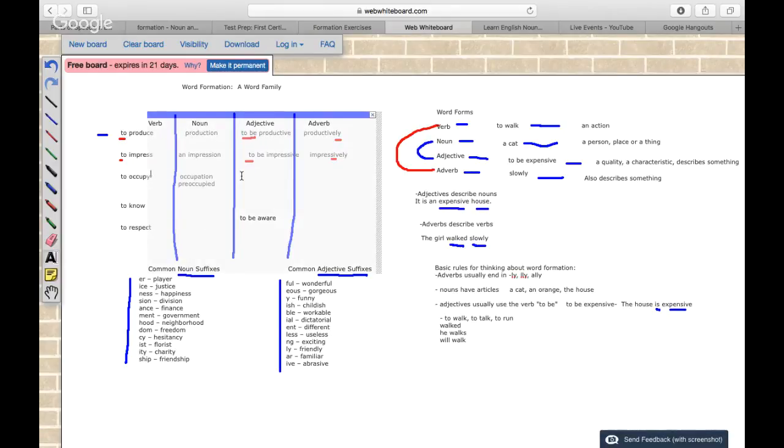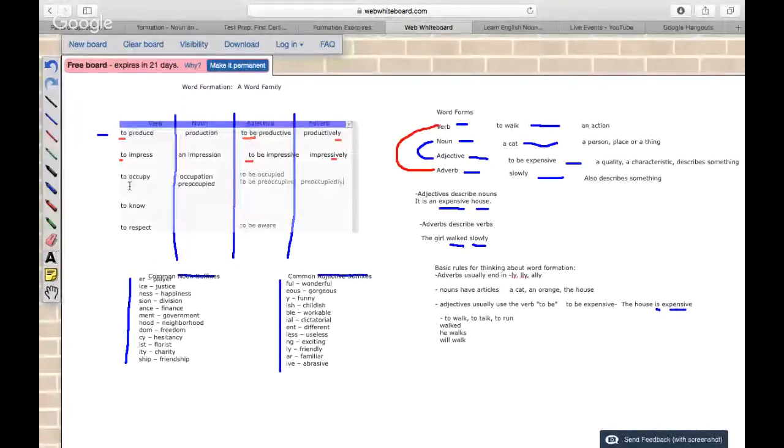So let's see. And an adjective form we can say would be to be occupied or to be preoccupied. An adverb, I don't really think there's one for occupied. I mean, there could be, but it wouldn't be a common one that we use very often. So we could say preoccupiedly. Keep spelling that wrong.